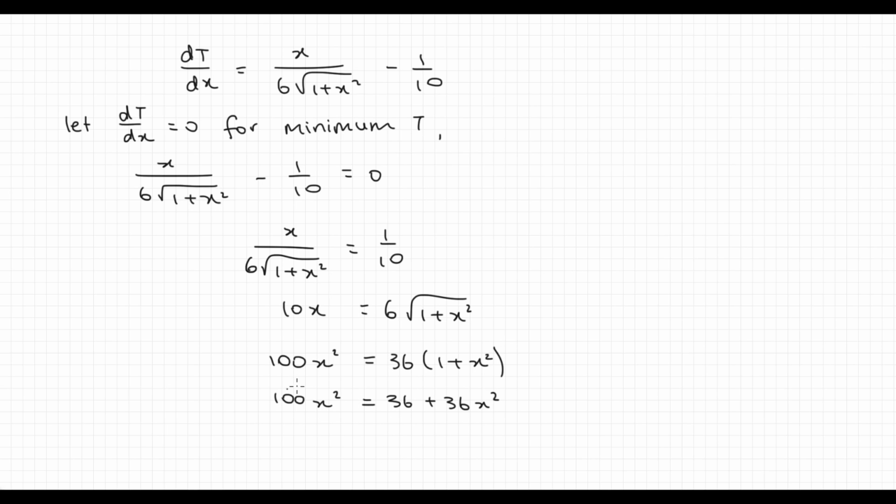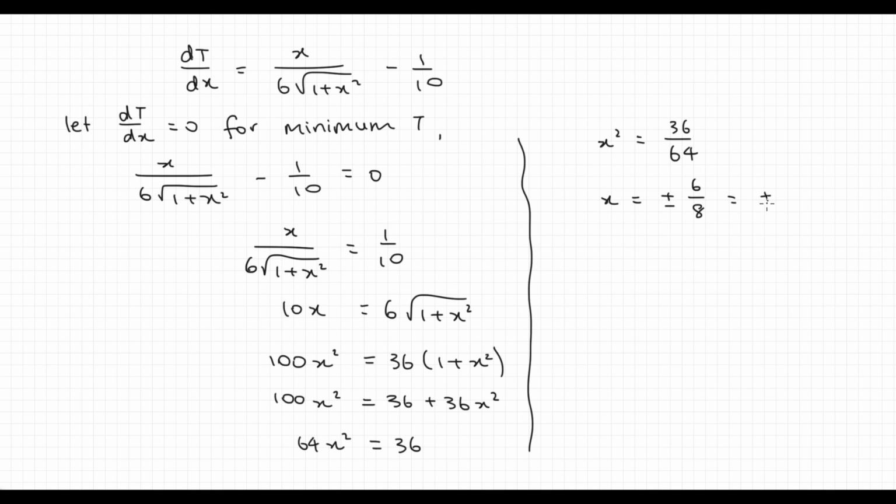Collect the x squares together, so 100x squared minus 36x squared gives us 64x squared equals 36. If I divide 64 across to the right, we're left with x squared equals 36 on 64. And of course, if I take the square root of this, we're going to get x equals plus or minus 6 on 8, or in other words, plus or minus 3 on 4. Now, given the context of the question, where x represents the distance from A to P, we know that x has to be greater than 0. So since x has to be greater than 0, the only value of x which we're going to take is x equals 3/4.